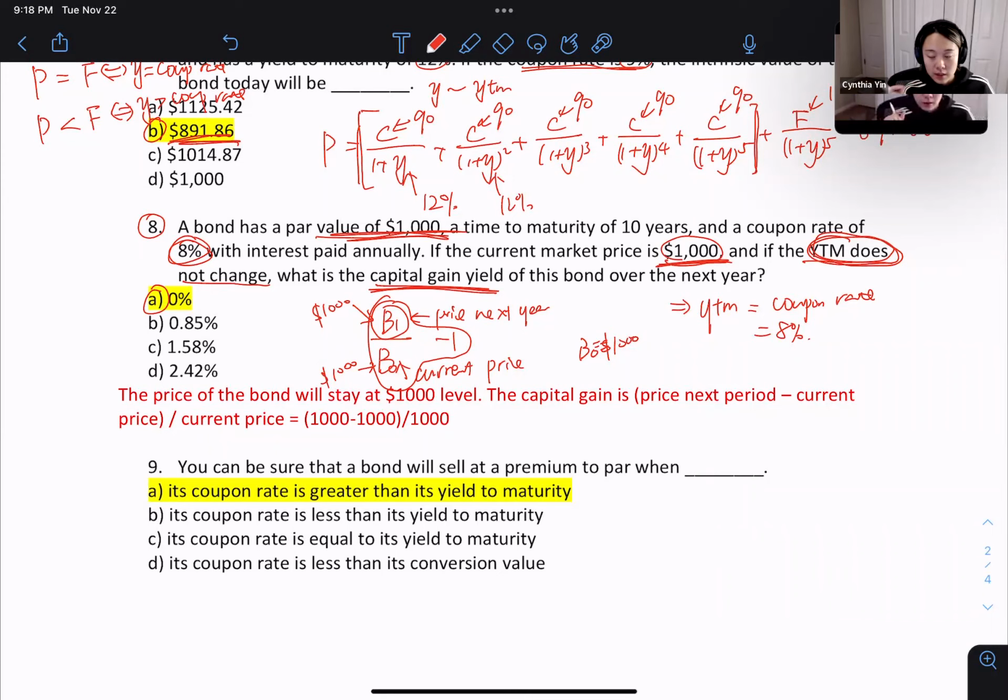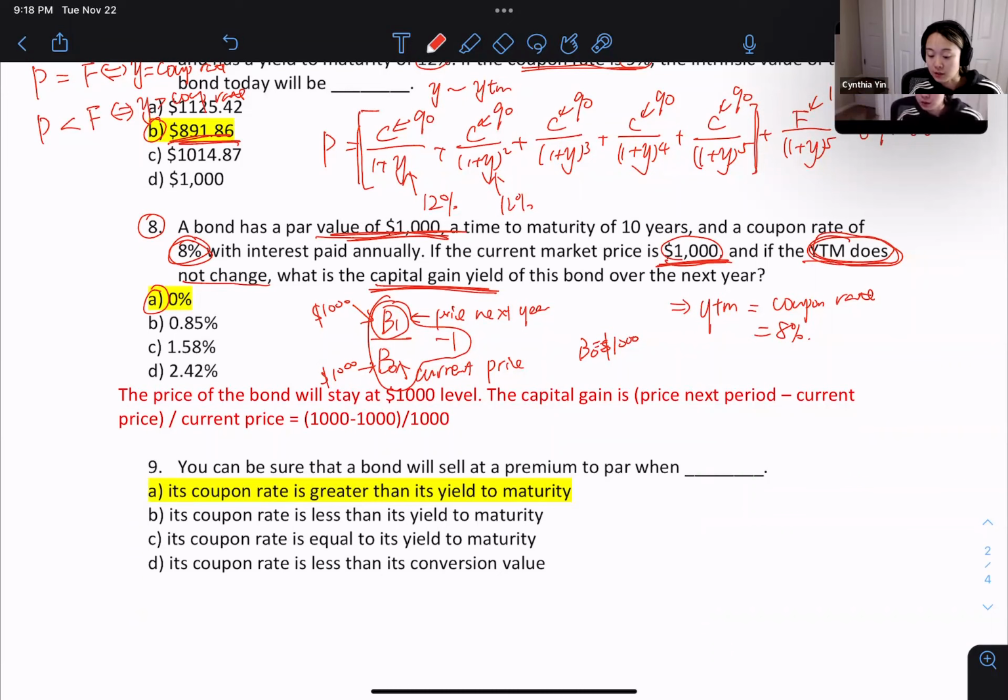But let's take a step back. I already gave you the answer. We finished this question, but think about this. Suppose the yield to maturity doesn't change. The price doesn't change. Why do you want to hold this bond? Because you don't get any price appreciation, right? The reason is purely because of the coupon.